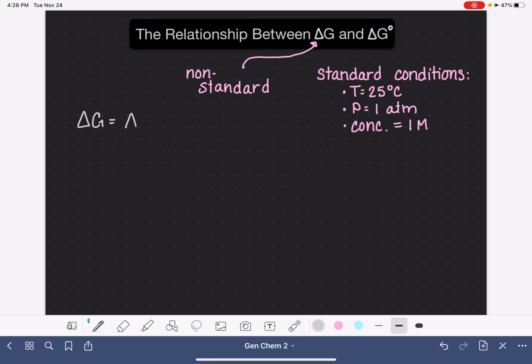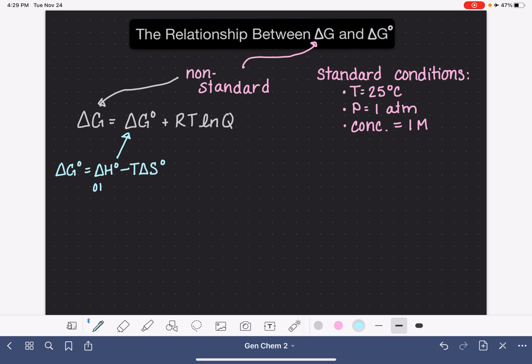There is a relationship between standard and non-standard delta G. This particular equation right here, non-standard delta G is equal to standard delta G plus RT ln Q. There's a lot of terms in this equation, so we're going to go through them quickly and just talk about what each one represents. Of course, this is our non-standard delta G, and then we have our standard delta G. Standard delta G, we're usually going to calculate that mathematically using delta G standard equals delta H standard minus T delta S standard. So that's an equation that we learned a little while ago.